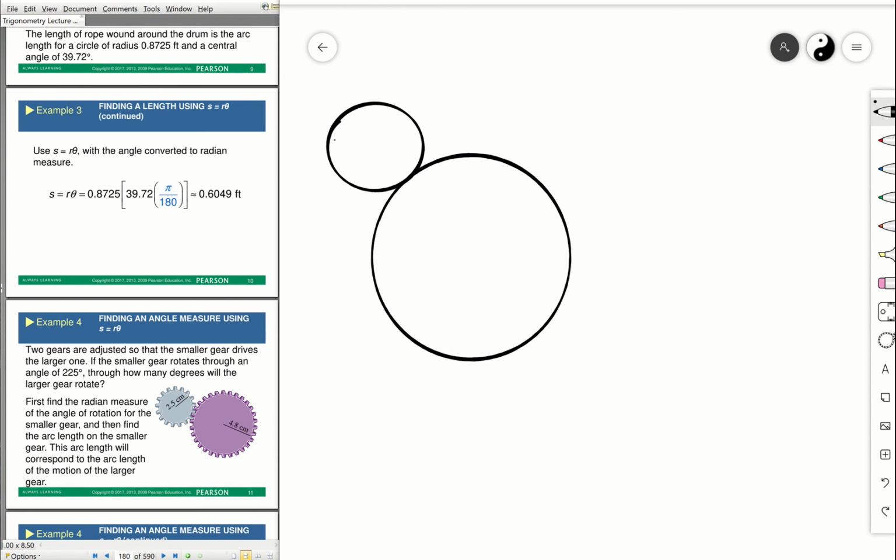Now, so we have the smaller gear, which has a radius of 2.5 centimeters, and the larger one, which has a radius of 4.8 centimeters. Now, we know that the smaller gear is going to rotate a total of 225 degrees, which is 45 degrees shy of 3/4 of a circle. Let's say it's rotating this way, right?